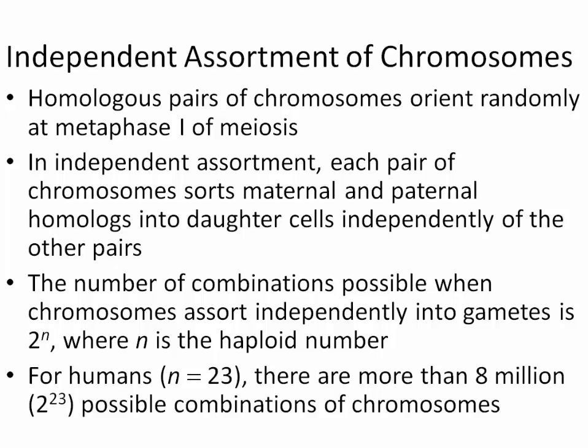Homologous pairs of chromosomes orient randomly at metaphase 1 of meiosis. In independent assortment, each pair of chromosomes sorts maternal and paternal homologs into daughter cells independently of other pairs. The number of combinations possible when chromosomes assort independently into gametes is 2 raised to n, where n is the haploid number. For humans, the haploid number is 23. So that means 2 raised to 23, which means that there are more than 8 million possible combinations of chromosomes in just humans.